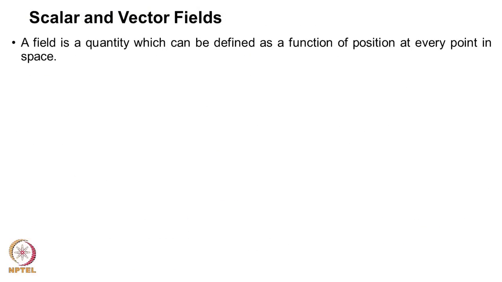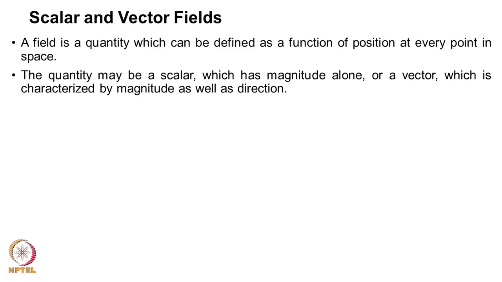We also now go to the next topic, what is known as scalar or vector fields, because in fluid mechanics we talk about velocity, temperature or concentration. So, we should know what is a scalar field and what is a vector field. A field is a quantity which can be defined as a function of position at every point in space. This may be a scalar which has only magnitude, or a vector which has both magnitude as well as direction.